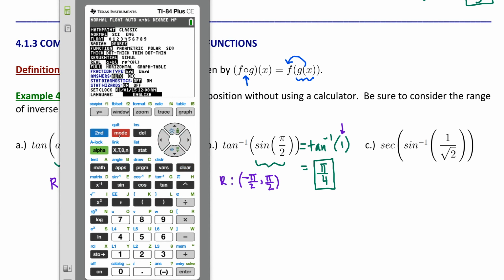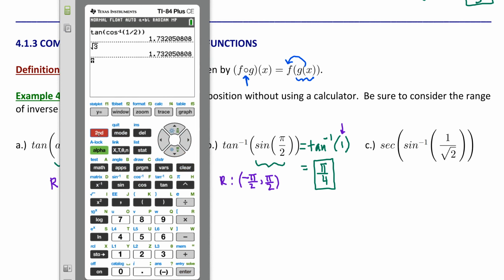Let's change our calculator to radian mode for this one. And then we can evaluate inverse tangent of sine of pi over 2. And we end up with 0.785. Let's compare that to our radian result, also 0.785. So we've done a good job evaluating that one.